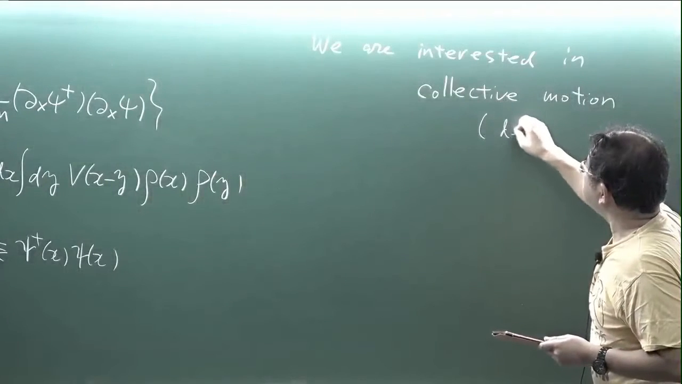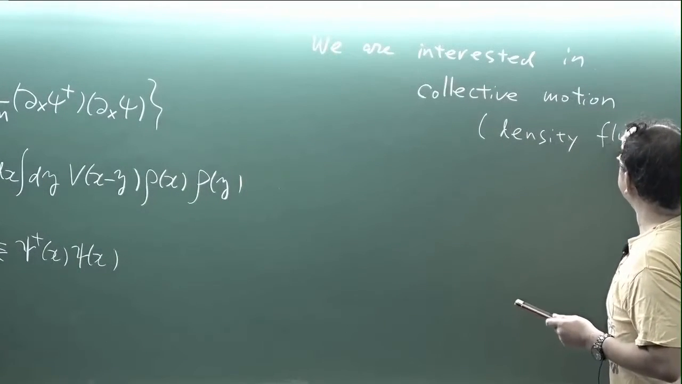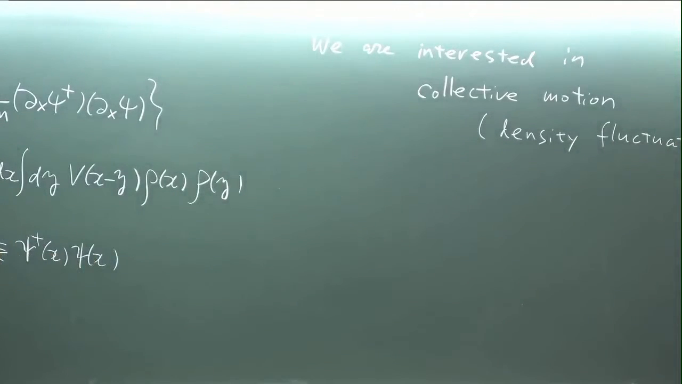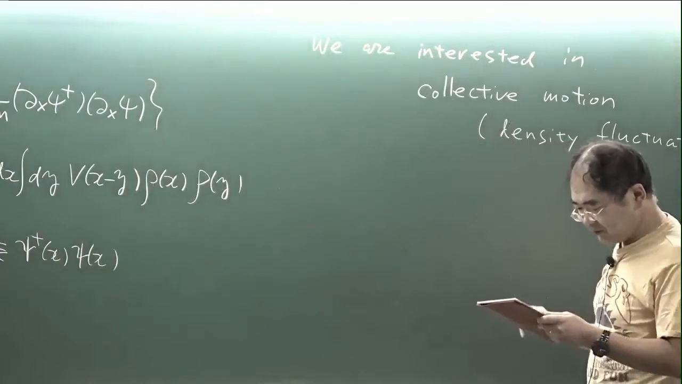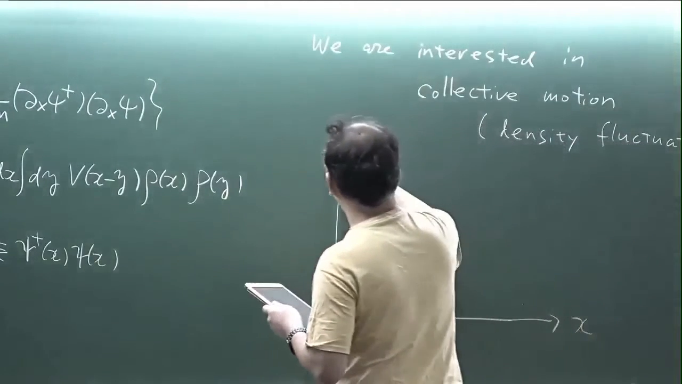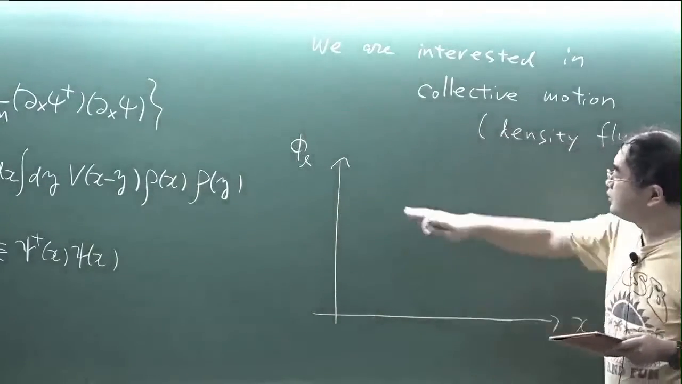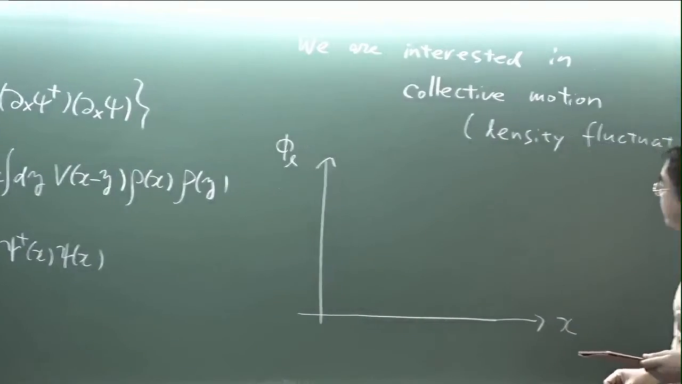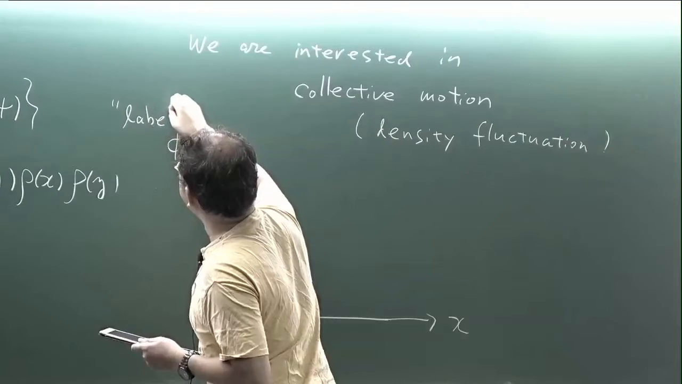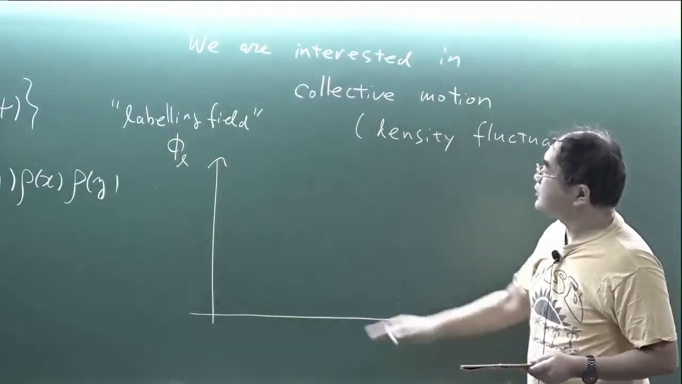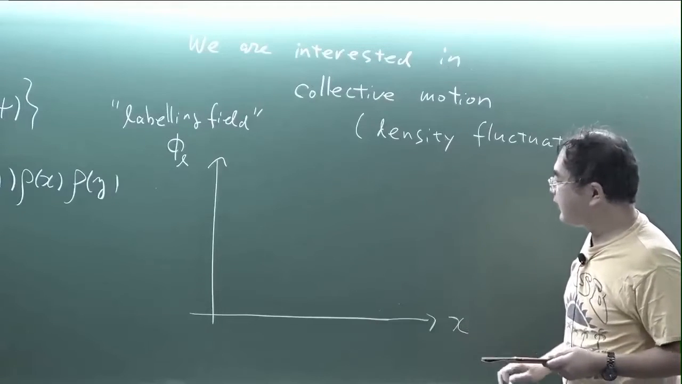Which is basically density variation. So instead of looking at the coordinate of each particle, I want to introduce a new variable which can describe this collective motion or density fluctuation. So to do this, here we are introducing the new field, which is sometimes called labyrinth field. And so this labyrinth field is function of coordinate x.